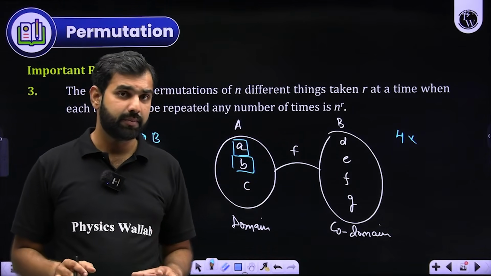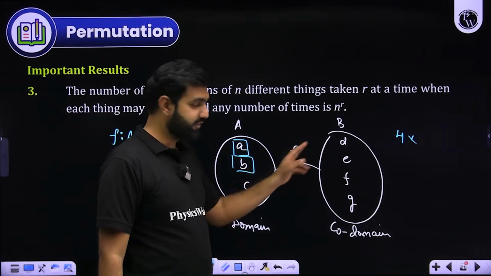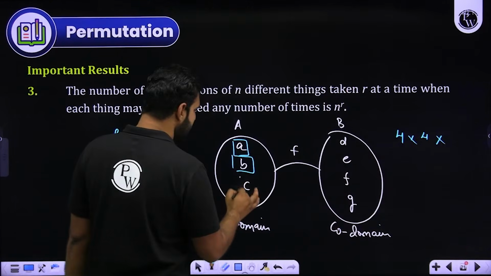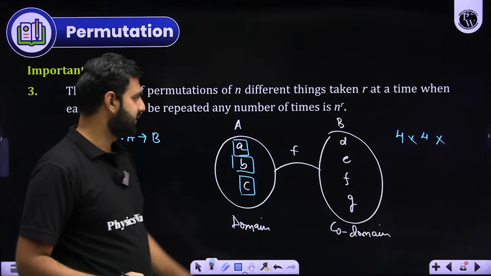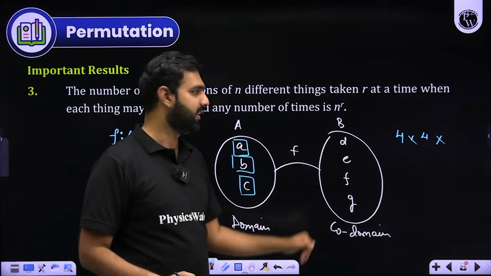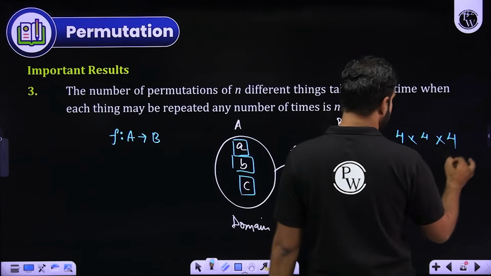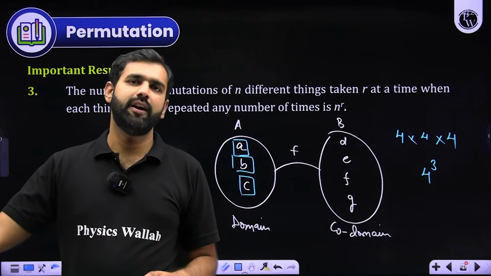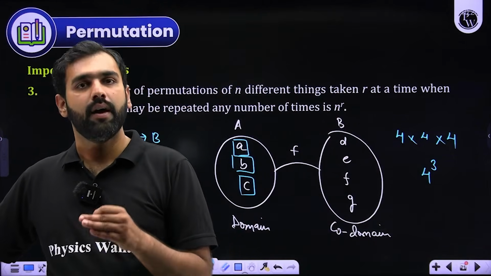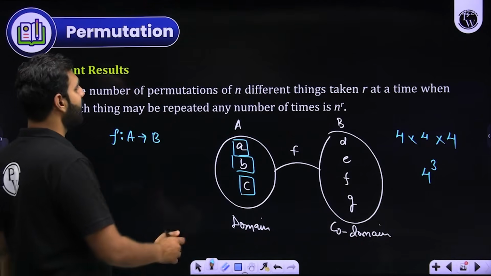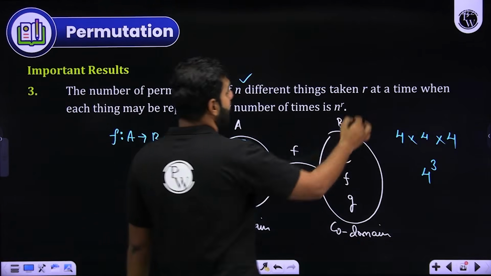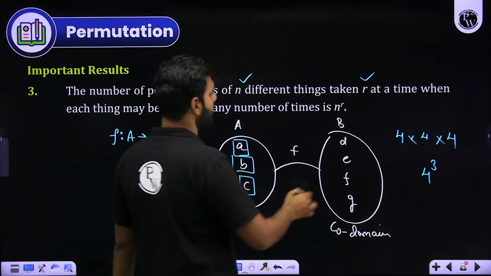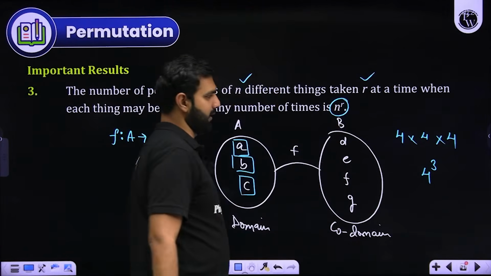So when I ask B, B also has 4 choices, D, E, F, G. And similarly, when I ask C, C again has 4 choices, either D or E or F or G. Which means the total number of distinct functions I'll be able to create will be 4 cubed, 64. My point here is that if I have n different things taken r at a time, and each thing may be repeated any number of times, then such arrangements will be n to the power r.